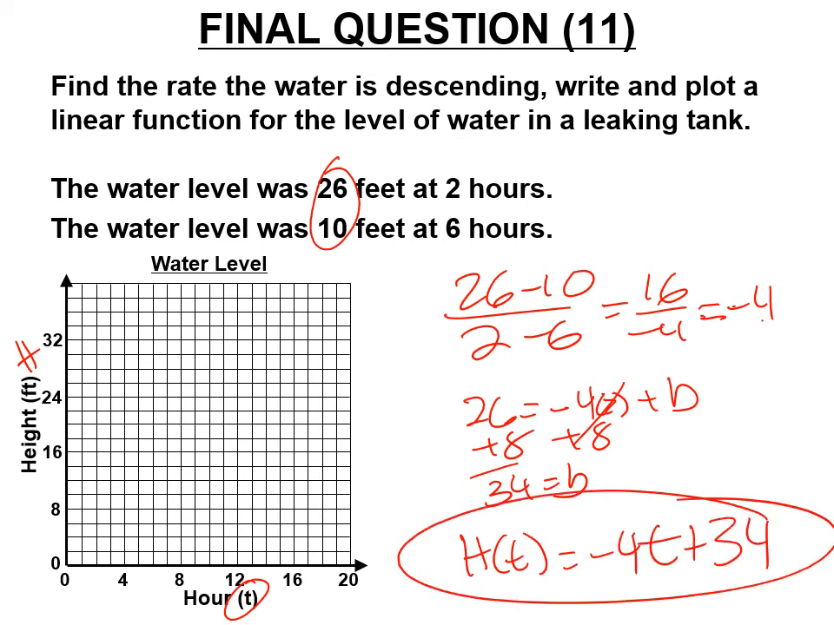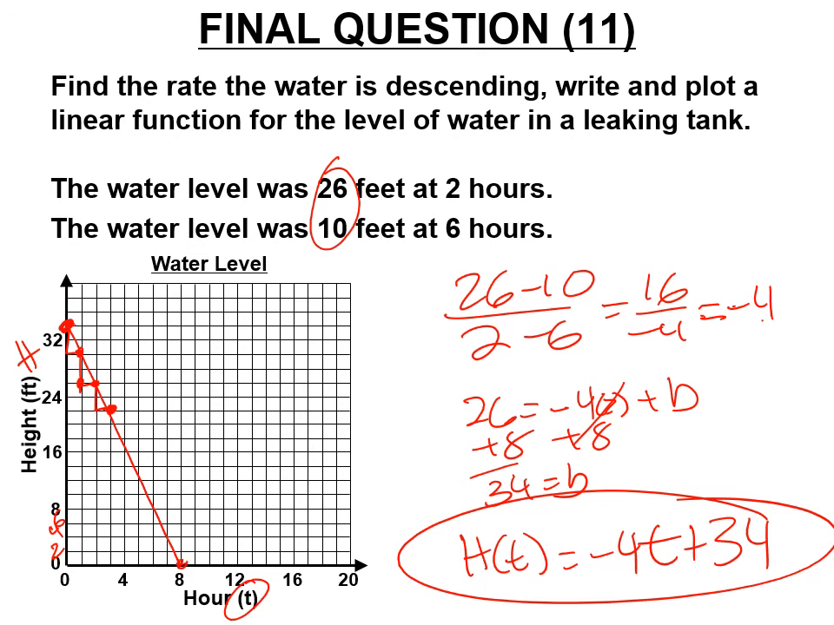So to graph that, it's 2, 4, 6. So these are going up by 2. So there's 34 right there. And so each box is worth 2. So to go down 4 over 1, you're going down 2 boxes each time. And that's our graph. And remember, you don't put an arrow.